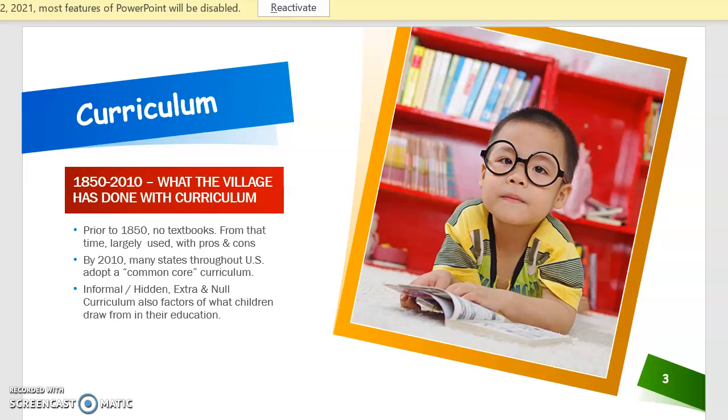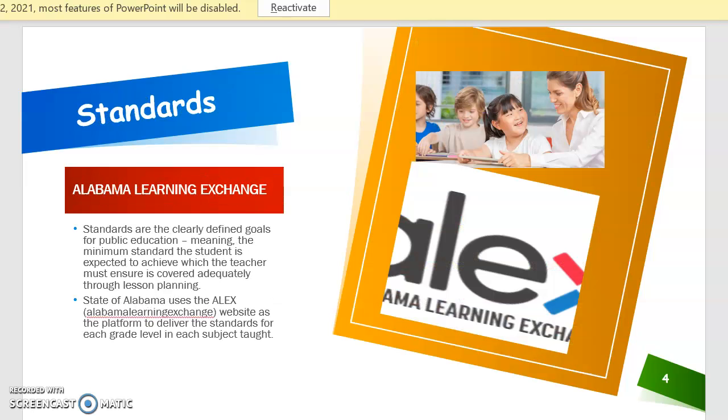We know that in addition to a standard written curriculum, there are other factors, if you will, that children draw from their education, like the informal, hidden, extra, and null curriculum. All very important factors. Each state has the opportunity to develop, of course, their own expectations with regard to teachers and students. What's appropriate for each grade level is identified through certain standards.